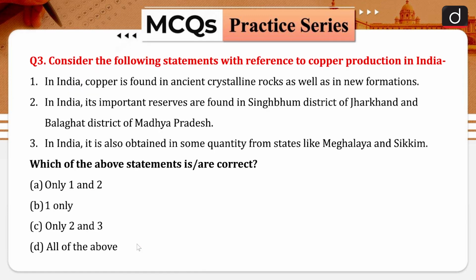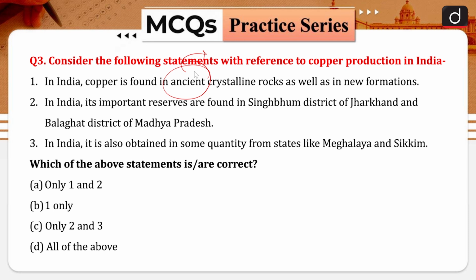Now question number 3. Consider the following statements with reference to copper production in India. In India, copper is found in ancient crystalline rocks as well as new formations. So when we are talking about ancient rocks, we know that in areas of Aravali in Rajasthan, copper is found.